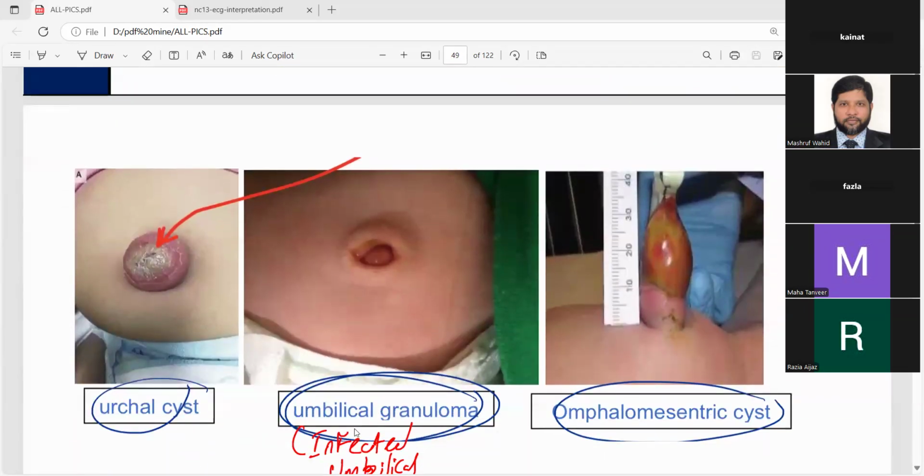This is urachal cyst, umbilical granuloma, and then omphalomesenteric cyst. So you can see this one is this one.